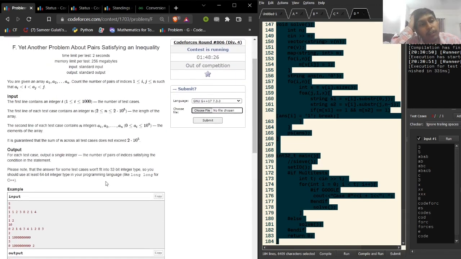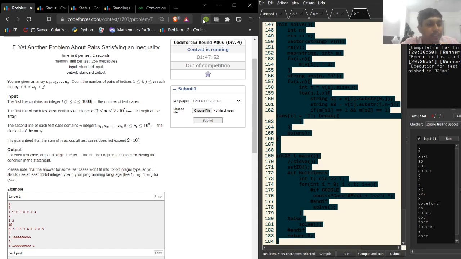You're given an array A1 to AN, count the number of pairs such that A_i is less than i and A_j is less than j. Interesting. A_i is less than i, you can find all of these pairs pretty trivially. And A_j is less than j, you can find these pairs pretty trivially. The only thing which needs to be taken care of is A_j is greater than i. Wow, nice. Yeah, this can be doable. This is very simple.